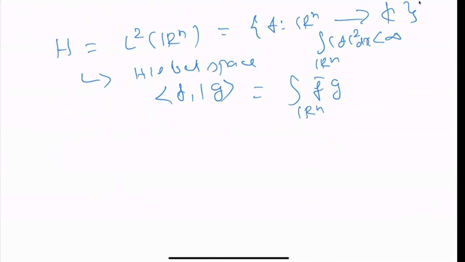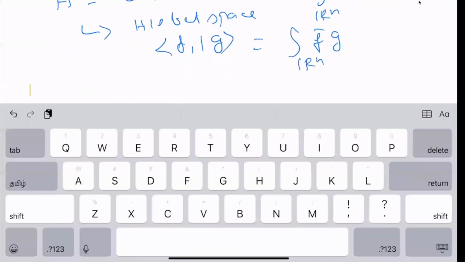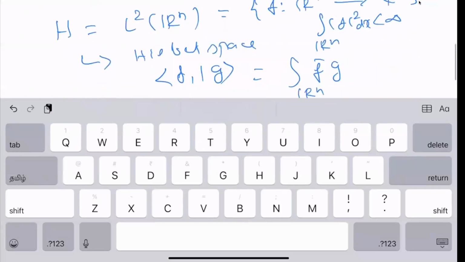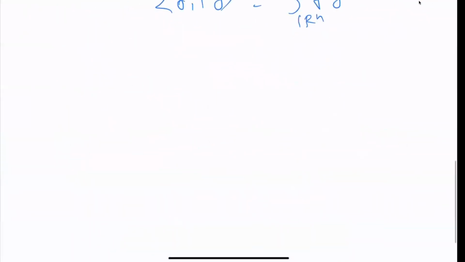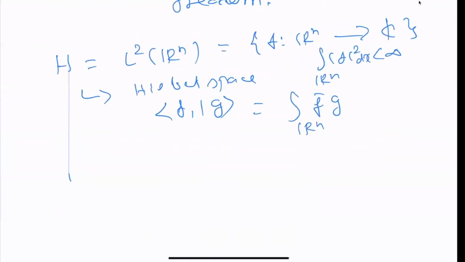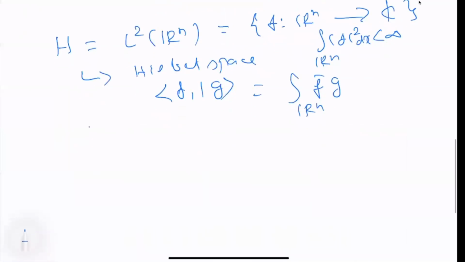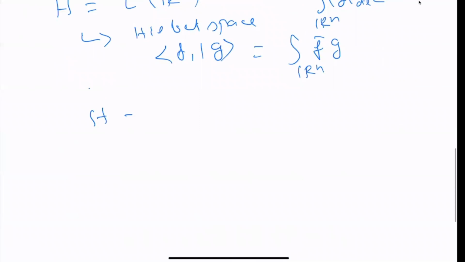Let me not write all those things. You already know what a ket vector is. So if you have a Hilbert space, any element of the Hilbert space will be denoted by a ket vector. Our Hilbert spaces are infinite dimensional. So H is some infinite dimensional inner product space.